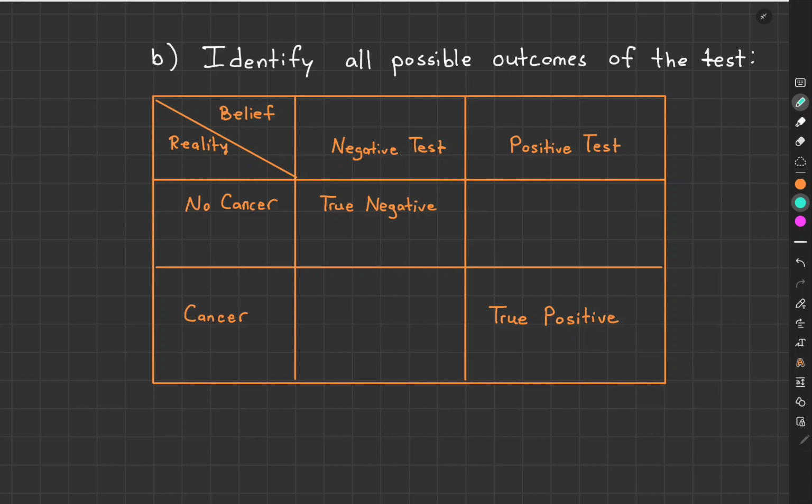Now, we might also have a case where a person does not have cancer, but the test indicates that they do. So they've been marked positive, but incorrectly or falsely. So this is what we call the false positive case. And finally, a person may have cancer, but the test may indicate that they do not. So it has falsely marked them as negative, or classified them as negative.